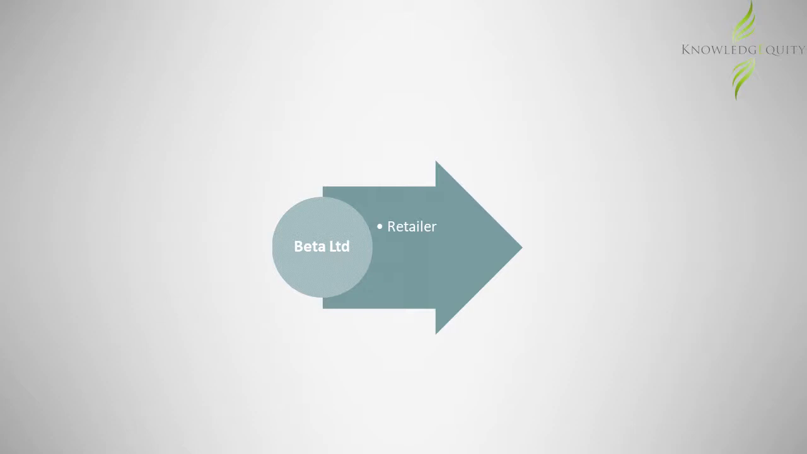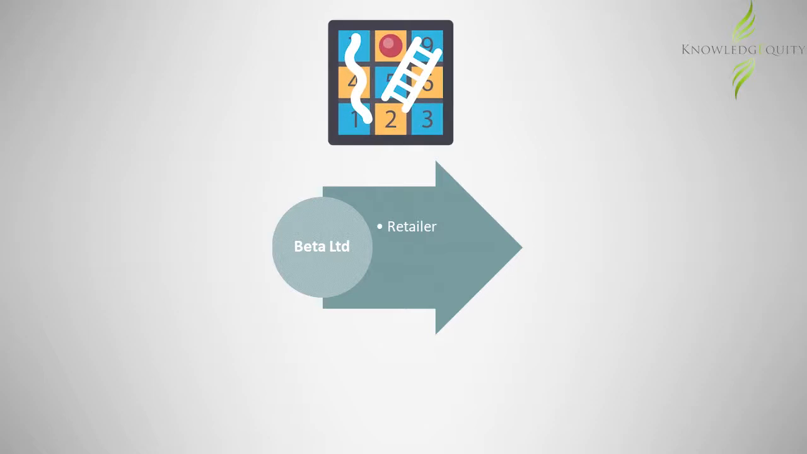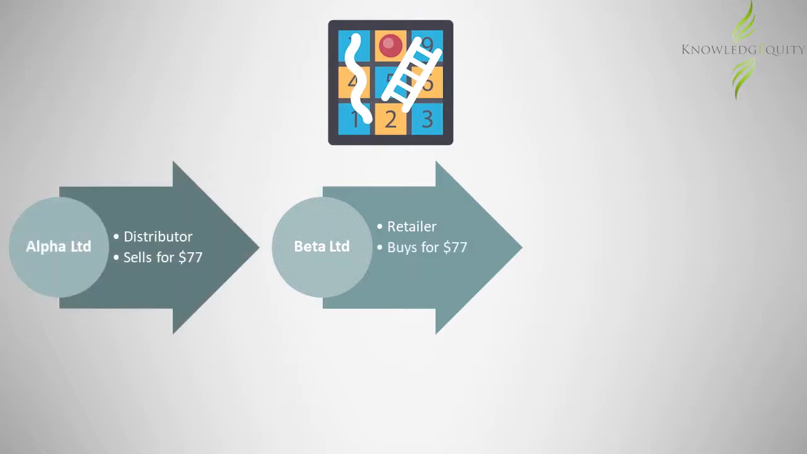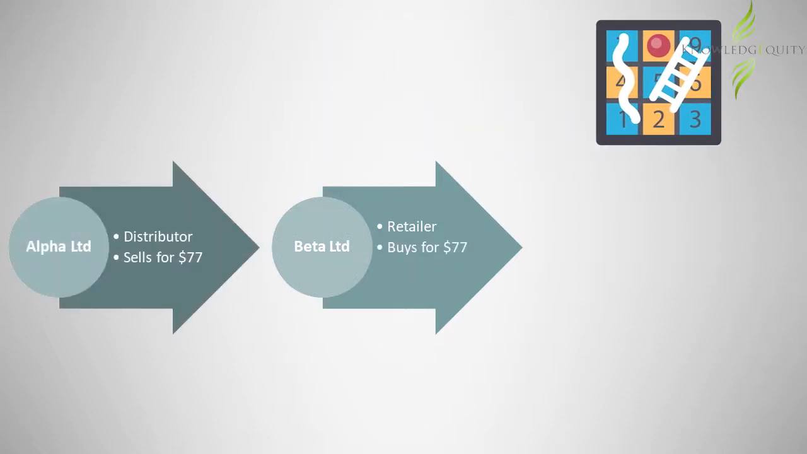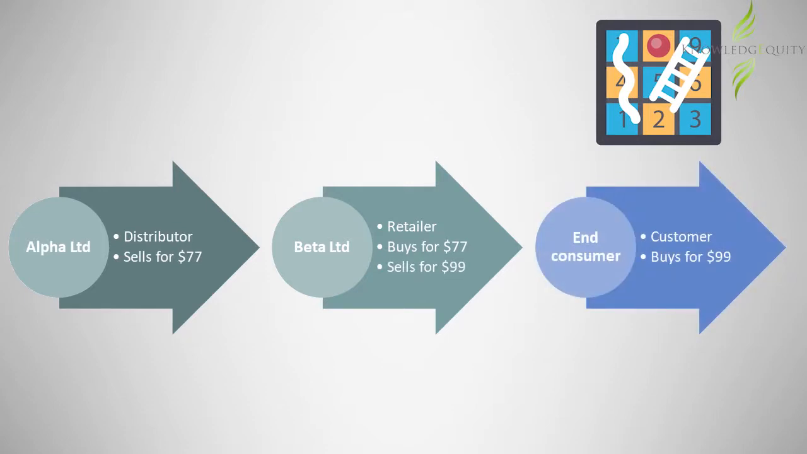Beta Limited is an Australian resident retailer that is registered for GST. It purchases board games from an Australian distributor, Alpha Limited. It then sells the board games to retail customers in Australia.